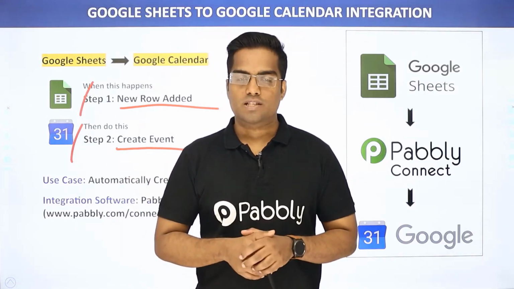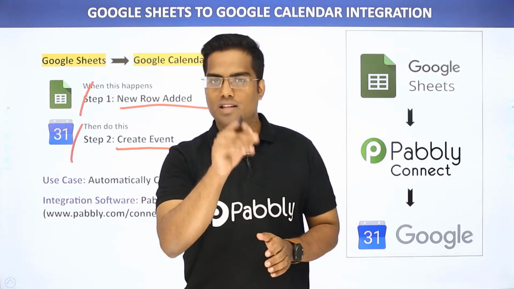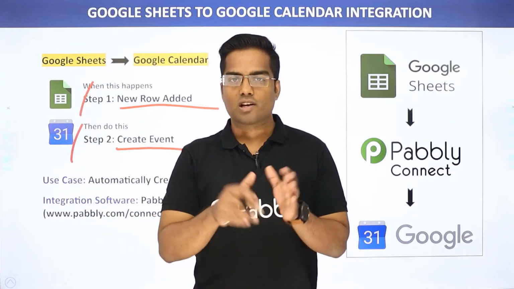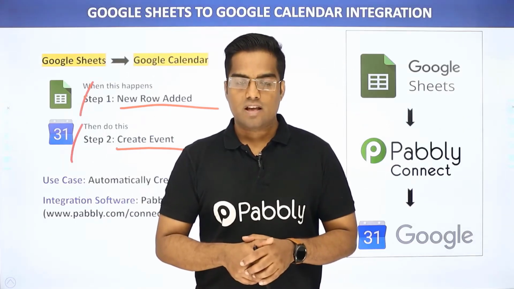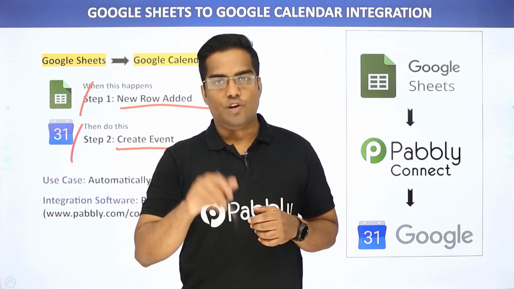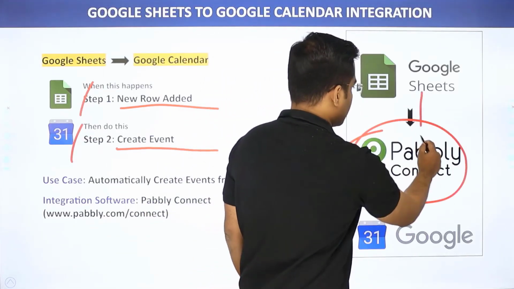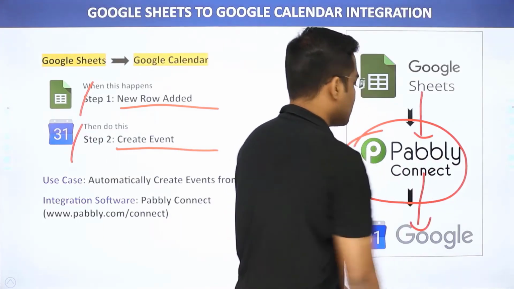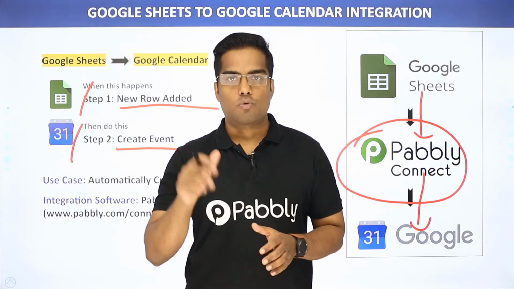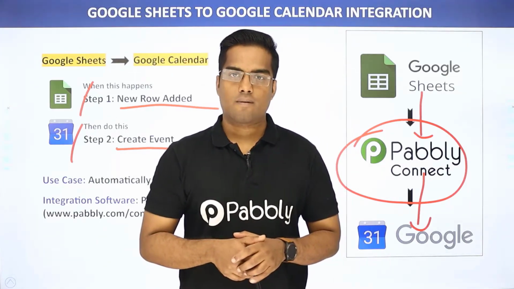So what we are going to do is send the data from Google Sheet to Google Calendar. But there is one minor problem. There is no integration between Google Sheets and Google Calendar. So in cases like these, we need to bring a third app to properly connect them both. In this video, we will be using Pabbly Connect to integrate Google Sheets and Google Calendar. And the best part of using Pabbly Connect is there is no need for coding skills or programming knowledge. It can be done easily. Let me show you on my screen.